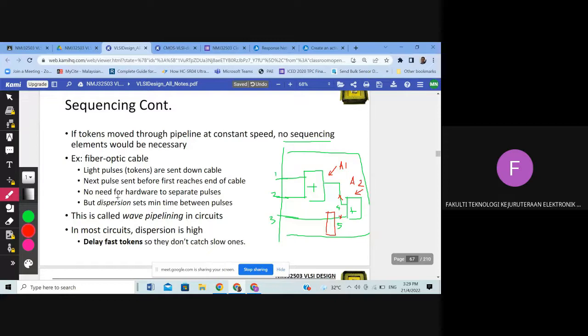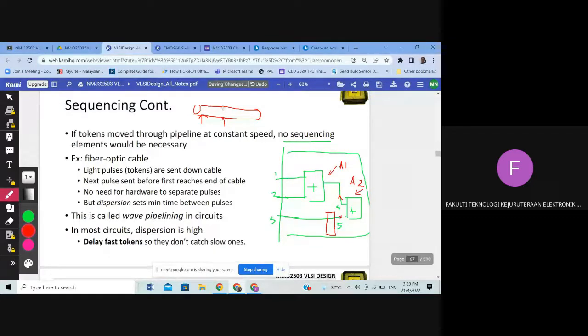Another example is fiber optic cable. Light pulses, which we call tokens, are sent down the cable. The next pulse is sent before the first reaches the end. That's an example of a pipeline. So this is the cable. You send the first pulse here, and after a certain amount of time, it will get to the other end.